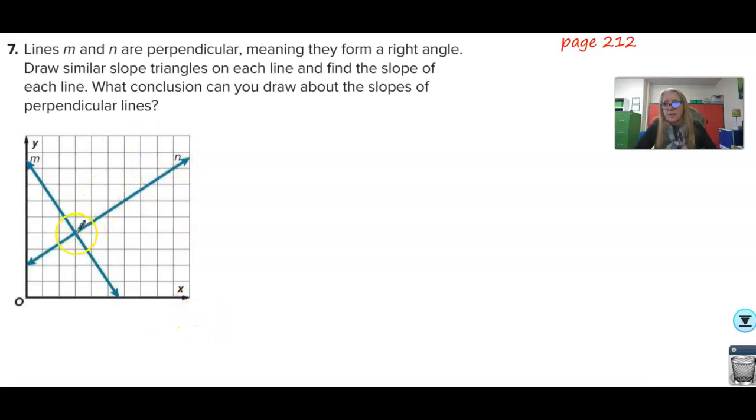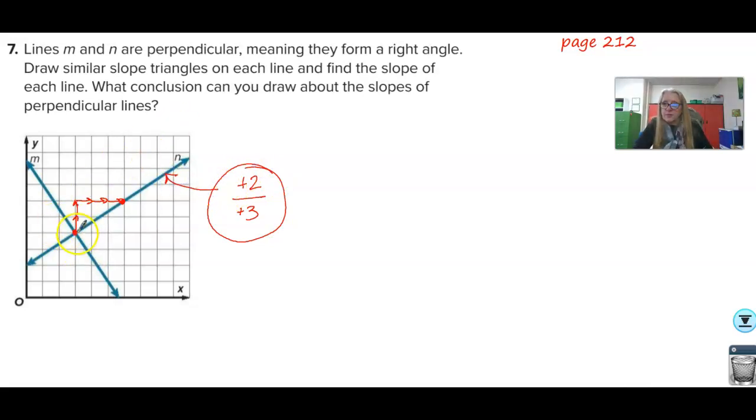Well, let's see. Here's a perfect crossing point. Traveling out here. Oh, there's another one. All right, so traveling from this point to this point, I go up 1, 2, up 2, and I go right 1, 2, 3. So this line has a slope of positive 2/3.